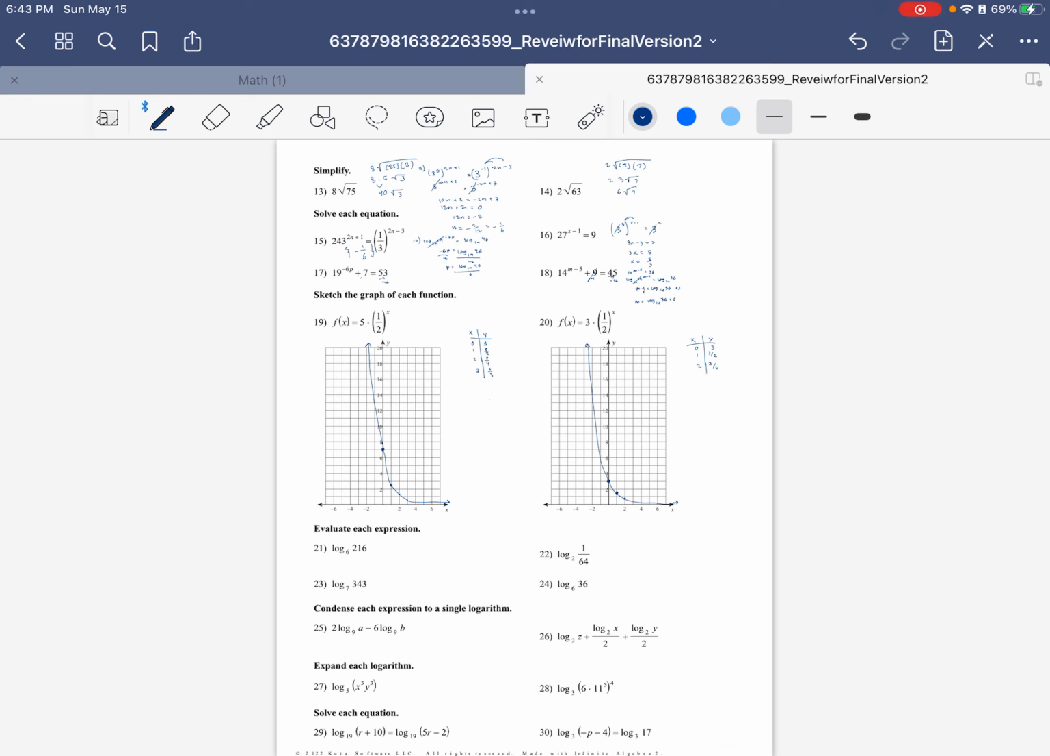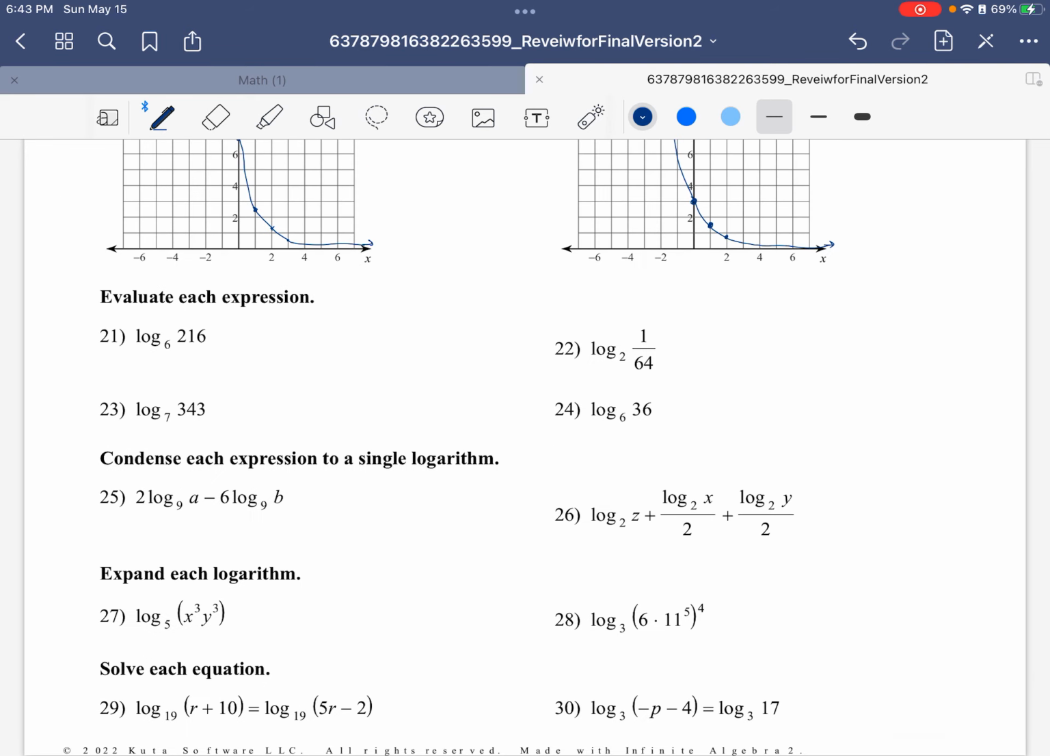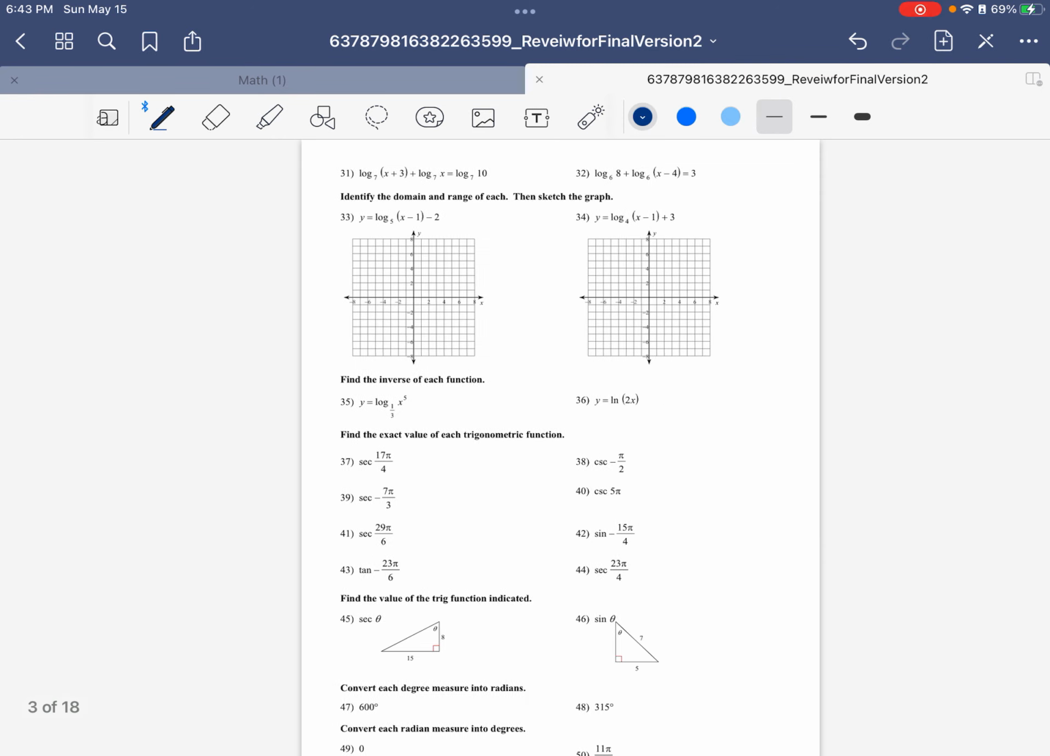You could plug in negative values, but I think this is good enough. Okay, so let's continue.